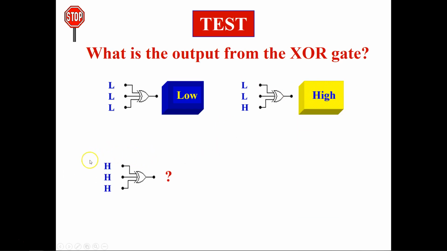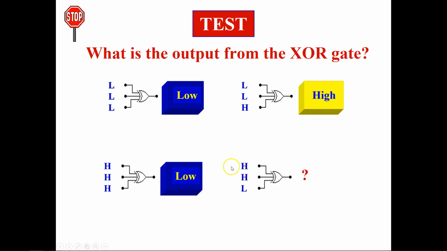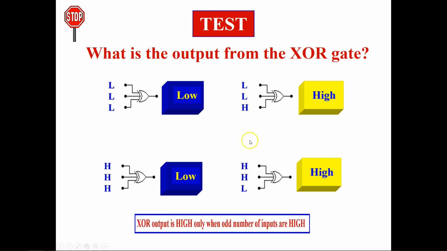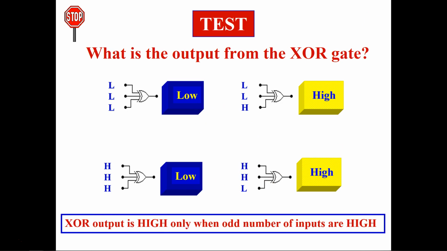Third case, when all the inputs are high. So when all the inputs are the same, then output is going to be low. So that's why we have low. Now in this case we have at least two of the inputs high and the third input low. So in this case we are going to have the high output. So we can say that XOR output is high only when an odd number of inputs are high.